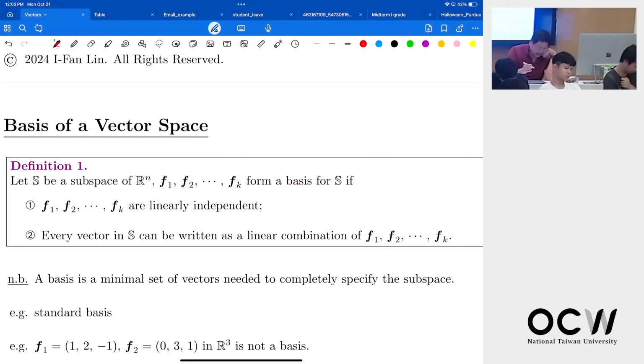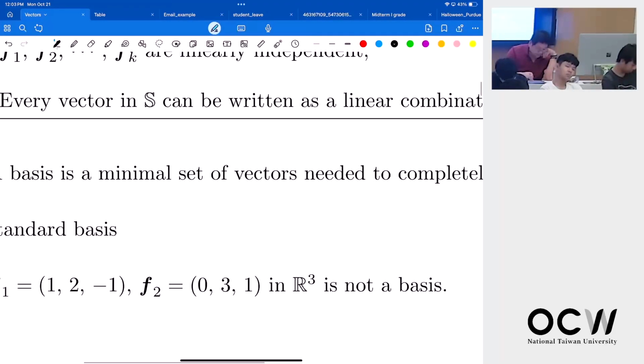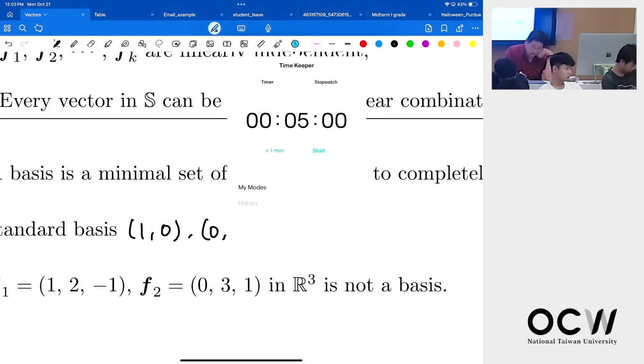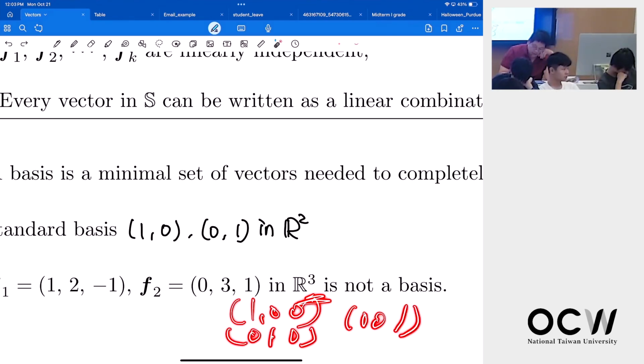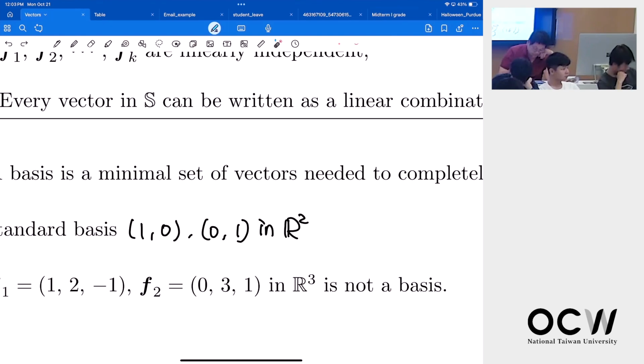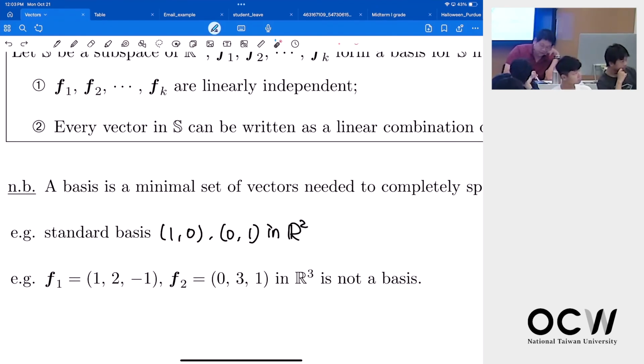In 2 dimensions, we say (1, 0) and (0, 1) in R2. Or even in R3, there will be (1, 0, 0), (0, 1, 0), and (0, 0, 1). That is the standard basis.